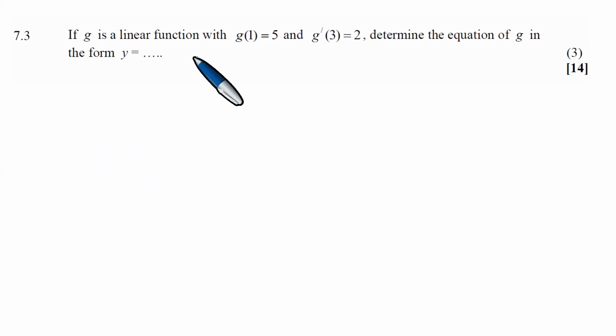If G is a linear function with G of 1 equals 5, and G prime of 3 equals 2, determine the equation of G in the form Y equals something. So let us look at this question, but let's make sure we understand this question together in the context of what we call differential calculus.